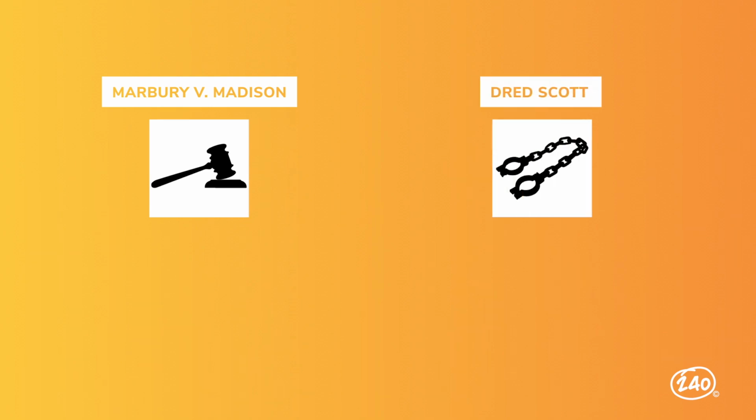The second is the infamous Dred Scott decision, which said that slaves were property and they weren't entitled to the rights and privileges of citizens of the United States. That was overturned after the Civil War.